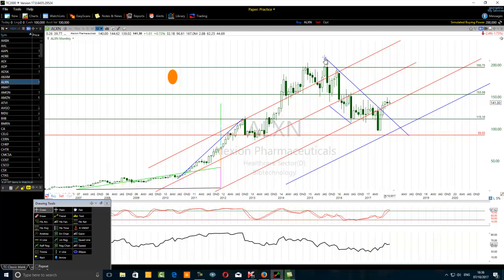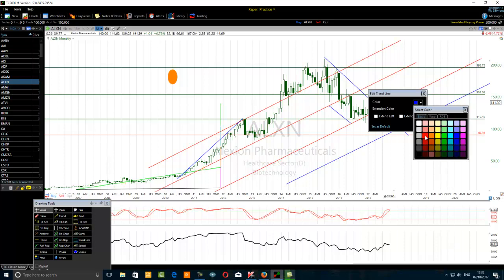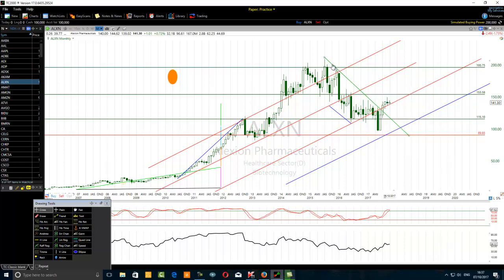So connecting this point and this one, that's my first line. So I'm creating a bearish channel. I'm going to use the market geometry tool. So here it is. That's the first line.